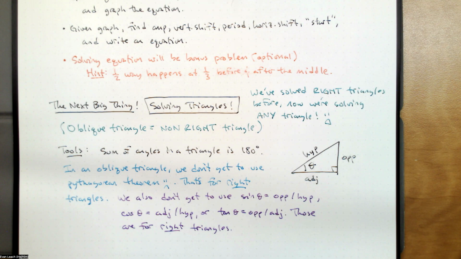So we don't get to use the Pythagorean theorem because we don't have a hypotenuse. We don't get to use our trig ratios. Sine theta is opposite over hypotenuse. Cosine theta is adjacent over hypotenuse. And tangent theta is opposite over adjacent. Those are tools for right triangles. Any questions? How's everybody, okay? Everybody sad at the loss of our tool set for solving triangles? Still works in right triangles. We're still cool with right triangles.